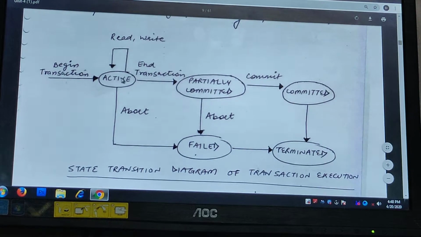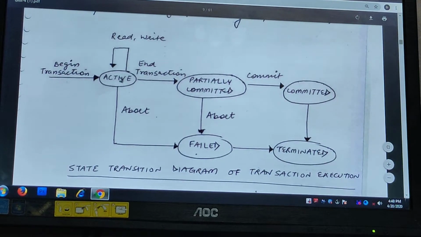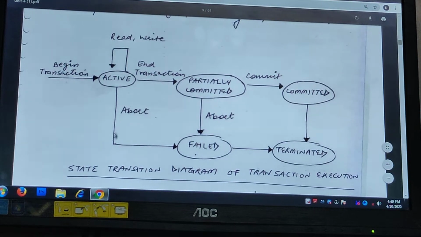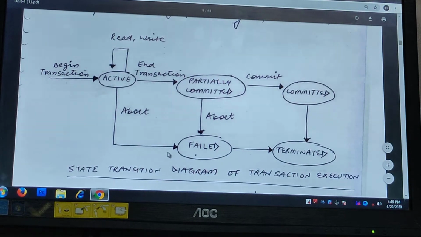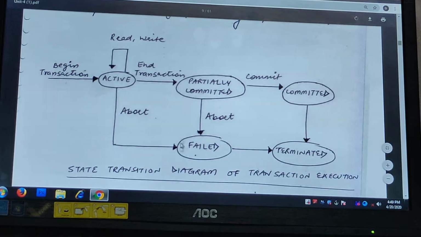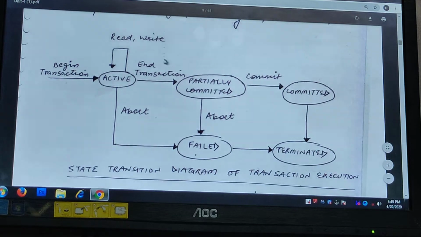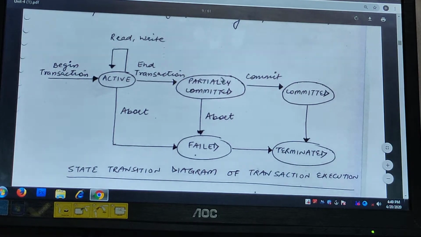When the read-write operations are performed, it is decided whether we have to end the transaction or abort it. If the transaction is aborted, it enters the failed state, and after failure it enters the terminated state. If our transaction is successfully ended, with no error, it will first enter the partially committed state.